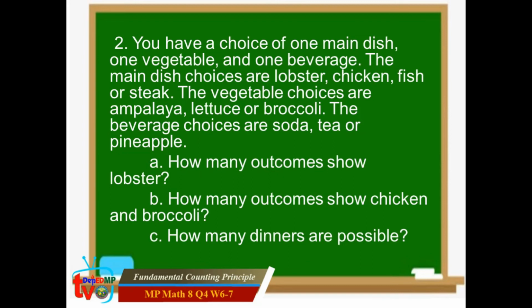Number 2, you have a choice of 1 main dish, 1 vegetable, and 1 beverage. The main dish choices are lobster, chicken, fish, or steak. The vegetable choices are ampalaya, lettuce, or broccoli. The beverage choices are soda, tea, or pineapple. A. How many outcomes show lobster? B. How many outcomes show chicken and broccoli? C. How many dinners are possible?